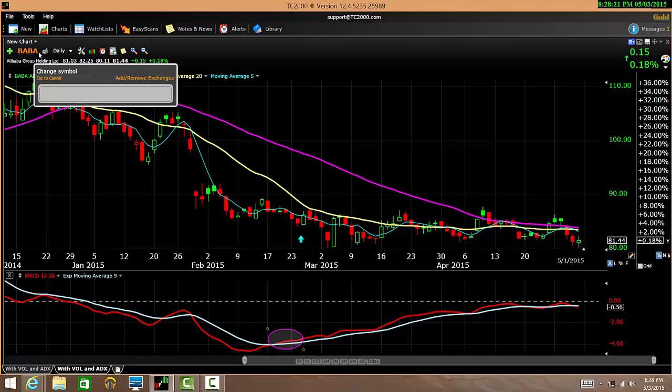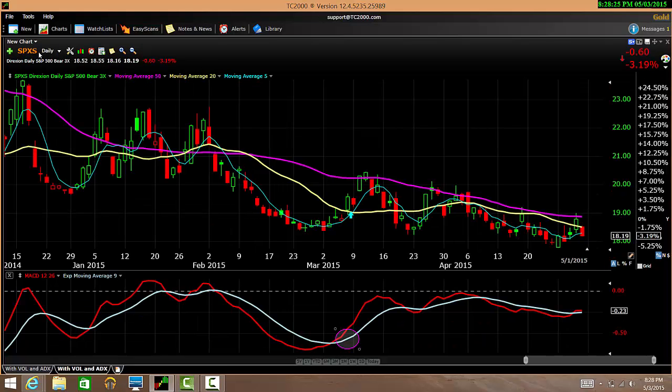And here is a chart of SPXS, an ETF. Again, same thing here. You get a crossover, but if you buy right here, you might get a point or so. But again, doesn't really do much. Doesn't have that same power.